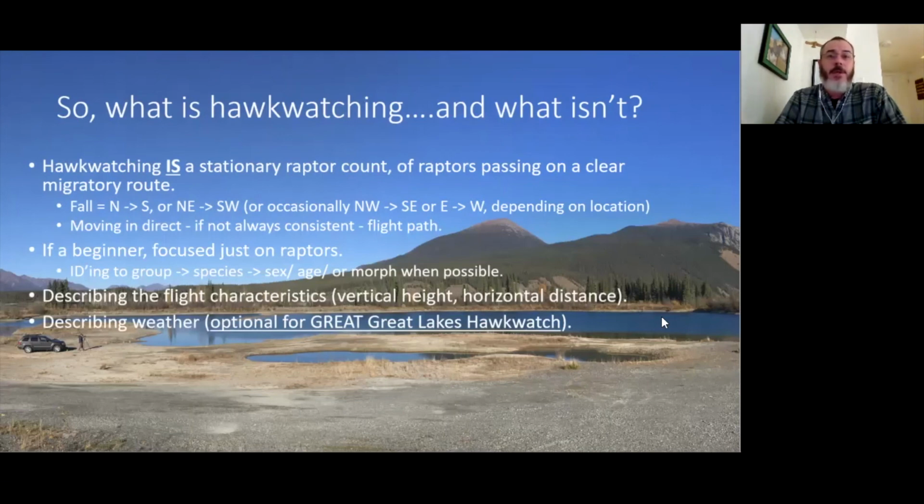But just as a sampling, you might be talking about what types of clouds you're seeing, what the cloud cover is like, what the wind direction and speed is like, and documenting basic precipitation. Pretty basic weather summaries of a site, but oftentimes data that you can't easily collect from simple weather sources, or at least you couldn't 20 years ago when a lot of these protocols were developed. Now, the flight characteristics and weather descriptions are optional for the Great Lakes Hawkwatch.